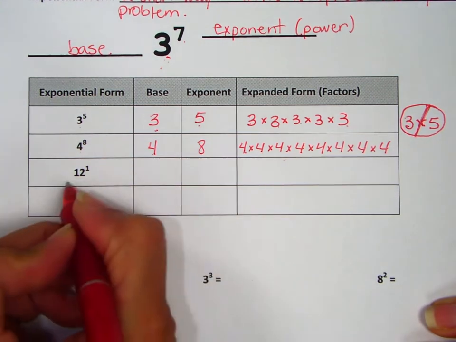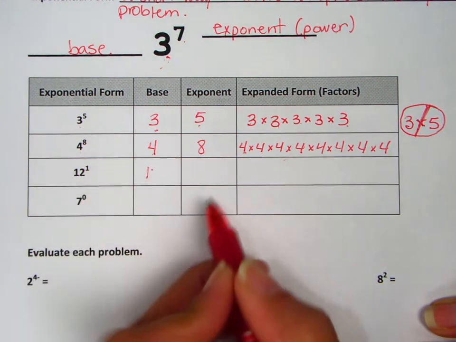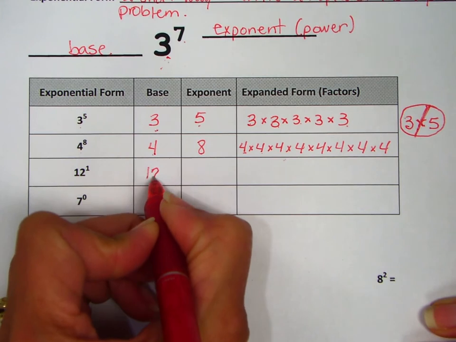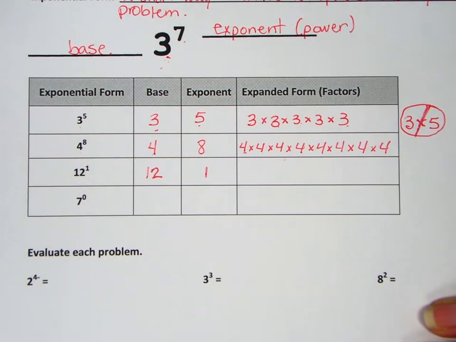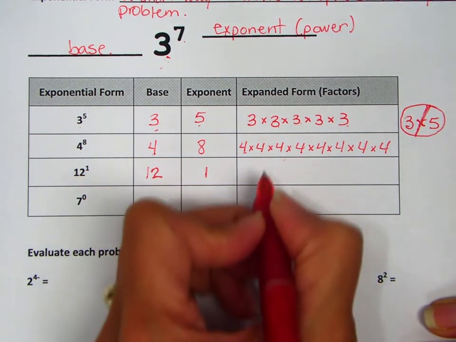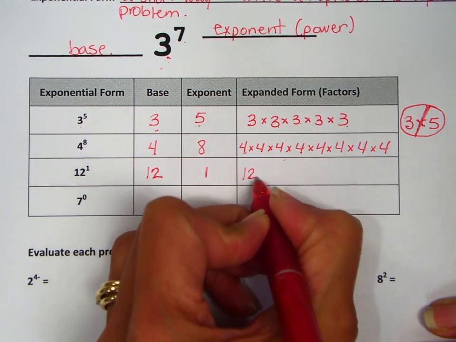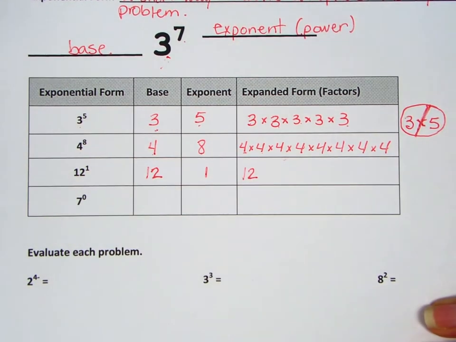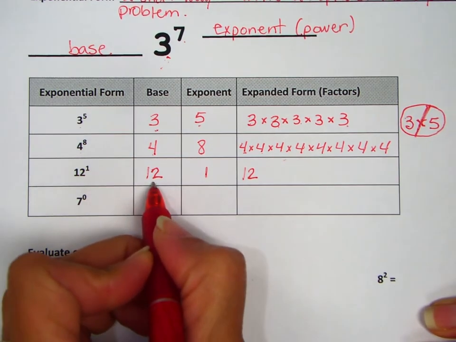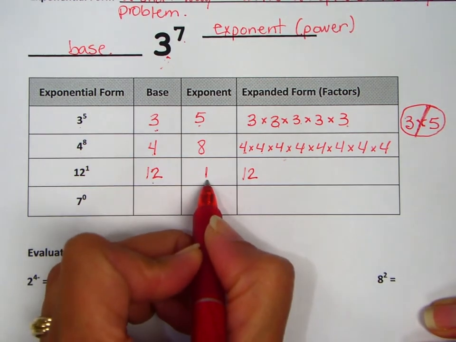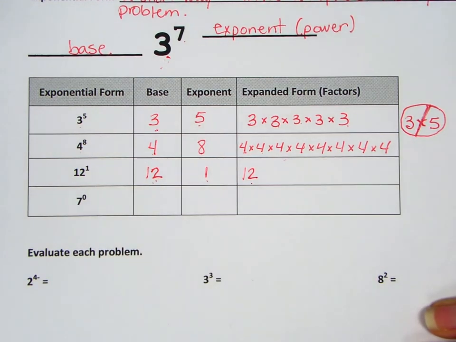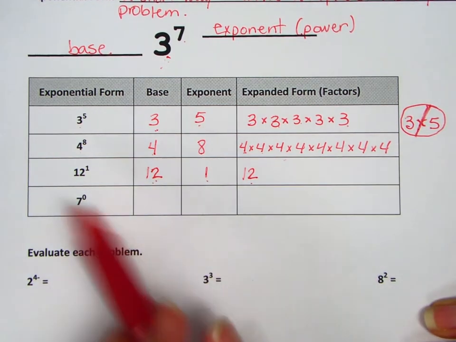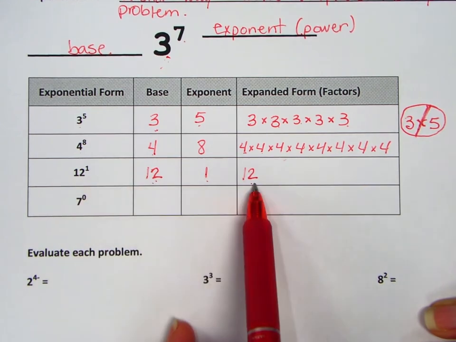So let's try 12, the base, to the 1st power. We have 12. And we have 1 for an exponent. So we have 12 one time. So our base and our exponent gives it a power only one time. So there's nothing else to do for that one. So anytime anything is to the 1st power, you're really just going to write your base one time.